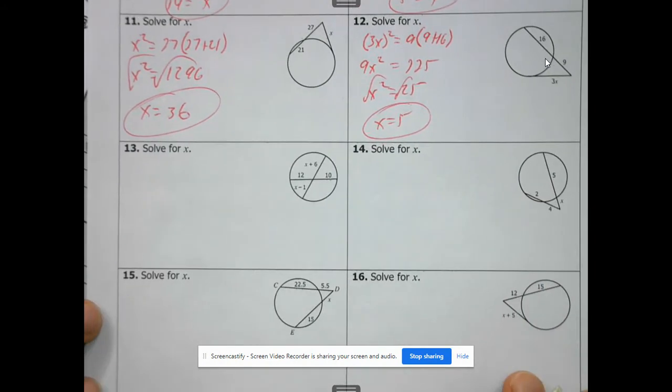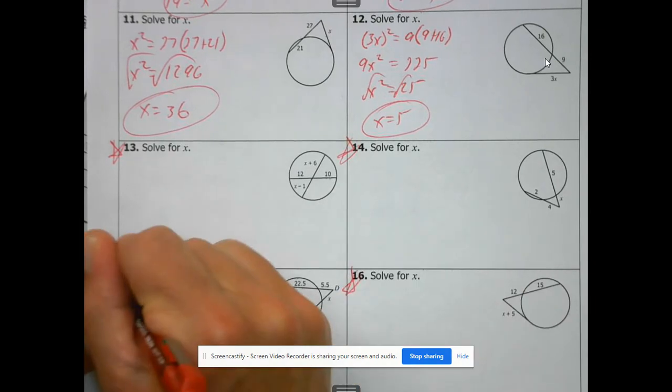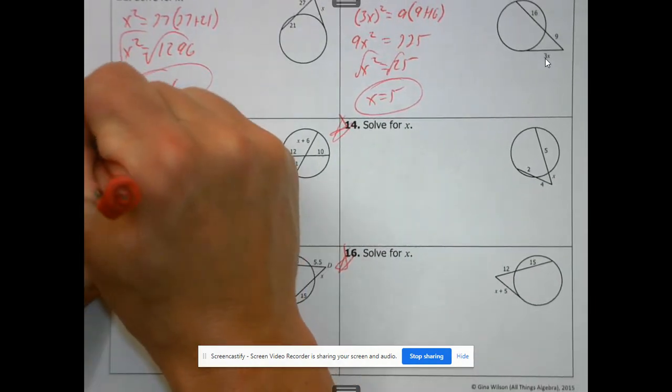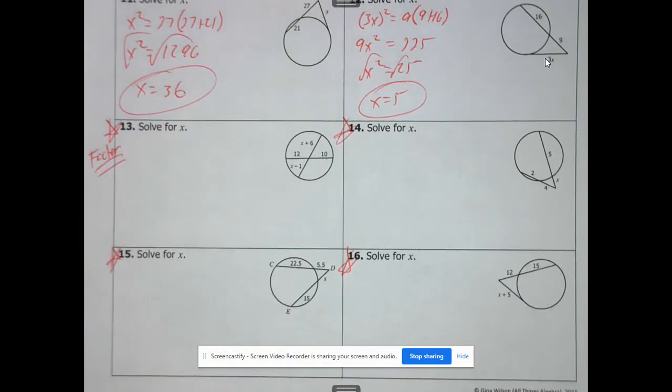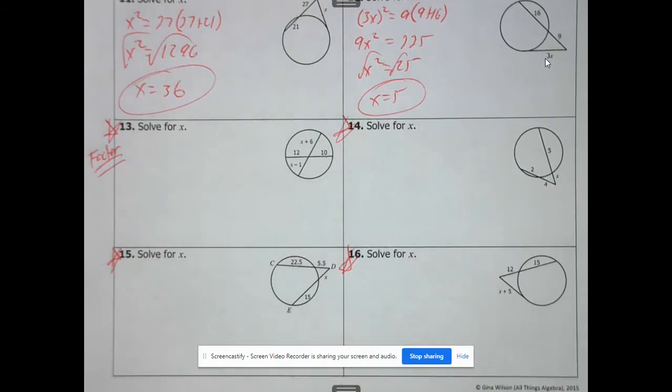All right. 13, 14, 15, and 16. You have to do factoring. Okay, I know you did a little bit of that in Algebra 1. I don't think I'll quiz you on it, but I will show you how to do it just in case, a little refresher on factoring, especially when you get into Algebra 2 next year.